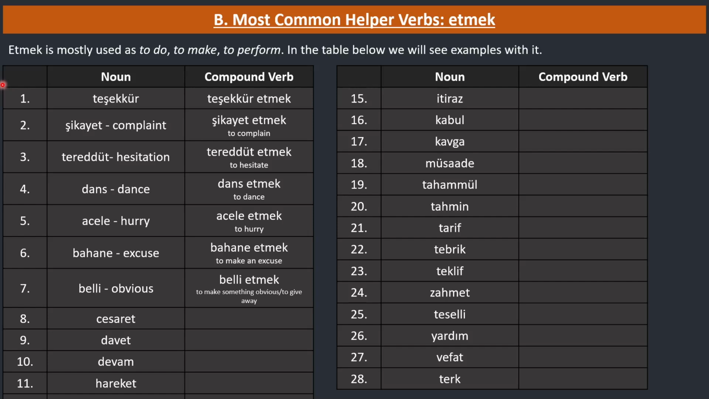Cevabı belli etme. Yeah, accusative. Cevabı belli etme. Or don't give away who you are, who you really are. Gerçekten kim olduğunu belli etme.